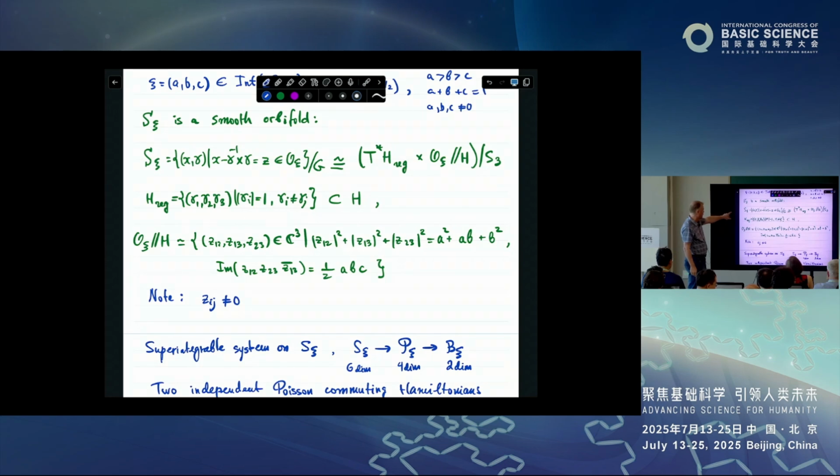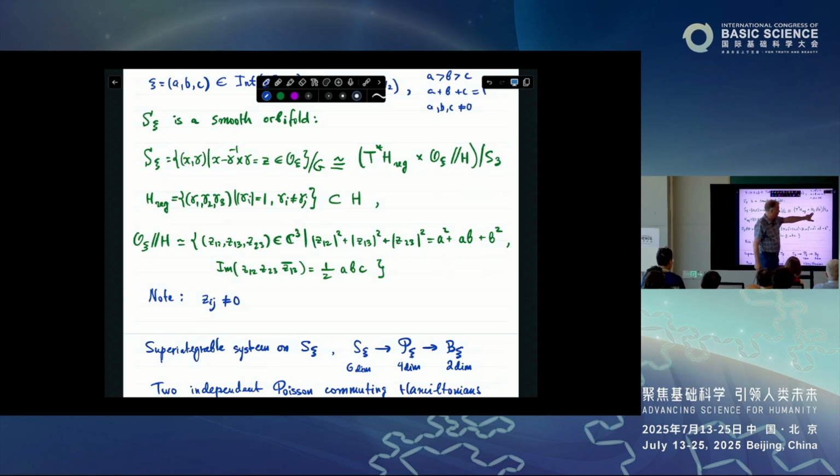So it's isomorphic now to T star H regular, but now here there is an extra factor. It's the Hamiltonian reduction of the coadjoint orbit with respect to the action of the Cartan. The coadjoint action is Hamiltonian. Cartan is a subgroup, so Cartan also acts by Hamiltonian mappings on the dual space to the Lie algebra.